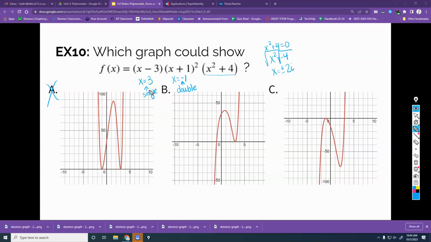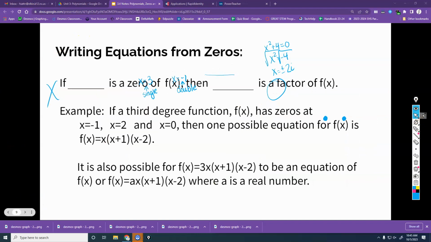So we're looking for a single at 3 and a double at negative 1. Which one of these graphs has that? C. Right? Because right here, it's a single 0 because we cross. It's a double 0 right here because we just touch. And so C would be your answer. But you can always just type that into Desmos and look at the graphs as well for those. Okay, questions? All right. That's it for those, right?